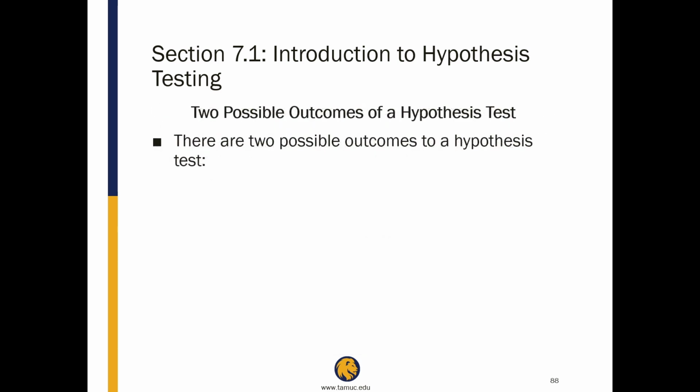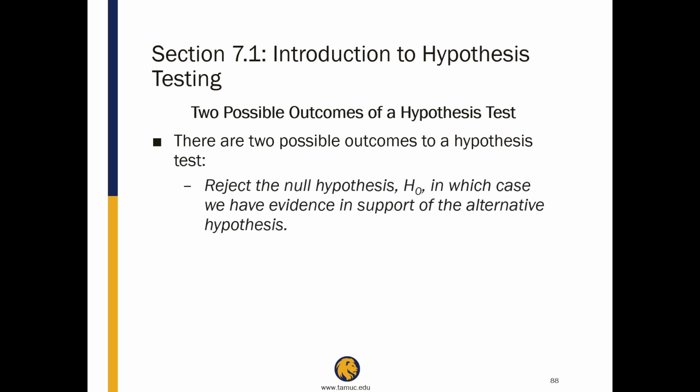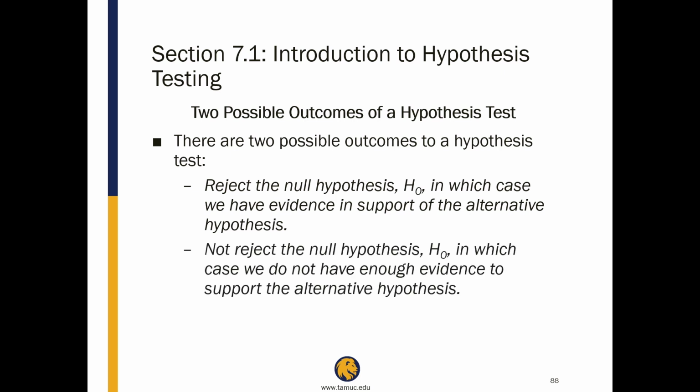So as we go through a hypothesis test, there will be two possible outcomes. We can either reject the null hypothesis. If we reject the null hypothesis, this is when we have evidence to support the alternative hypothesis. The other possible outcome is we do not reject the null hypothesis. If we don't reject the null hypothesis, we don't have enough evidence to support the alternative hypothesis.